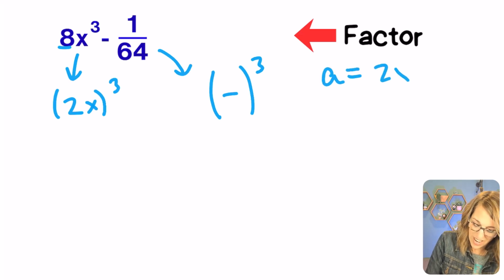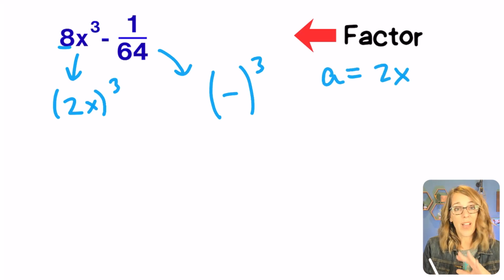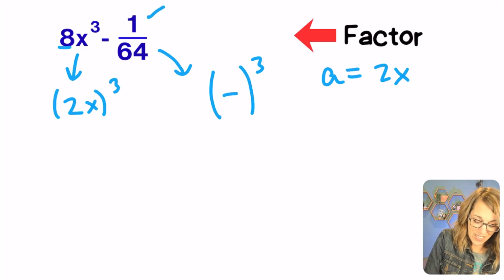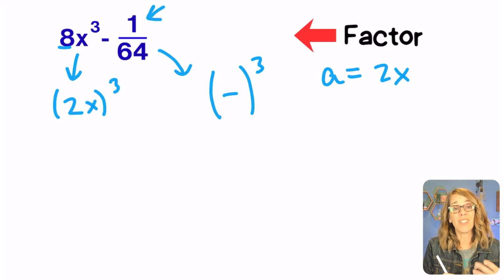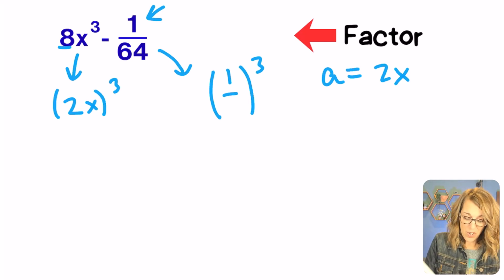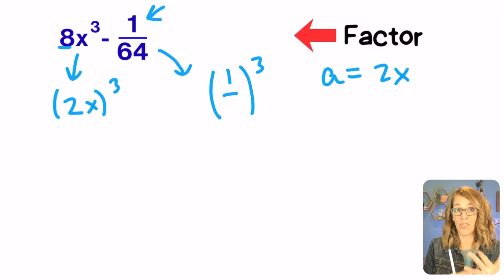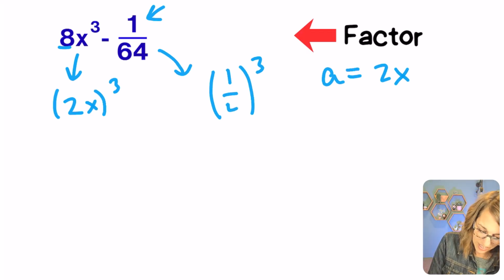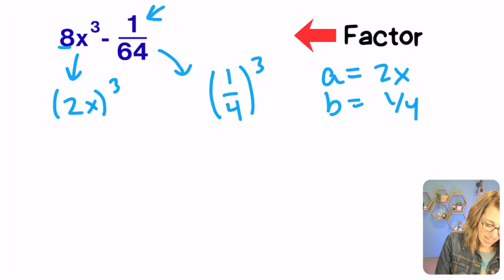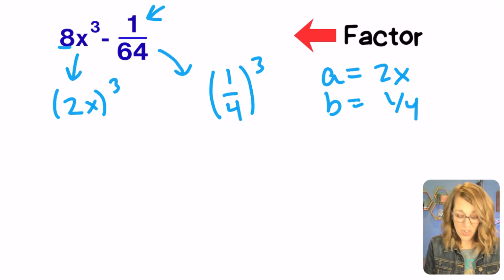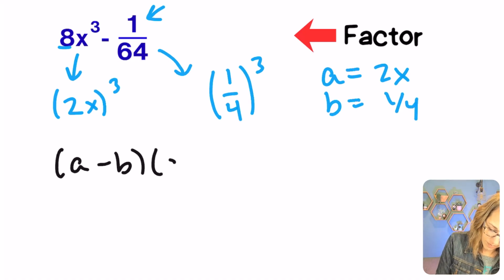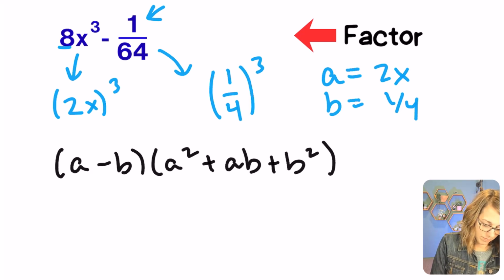A is 2x. Now for the 1/64, I'm just going to break this down and I'm going to look at the 1 first. What cubed is equal to 1? That's just a 1. What cubed is equal to 64? I know that 3 cubed was 27, so that's got to be a 4 cubed. So 4 cubed is 64, so that's going to be a 4, and that's our b, 1/4. Here comes our difference of cubes formula. Let's go ahead and put our values of a and b in there.